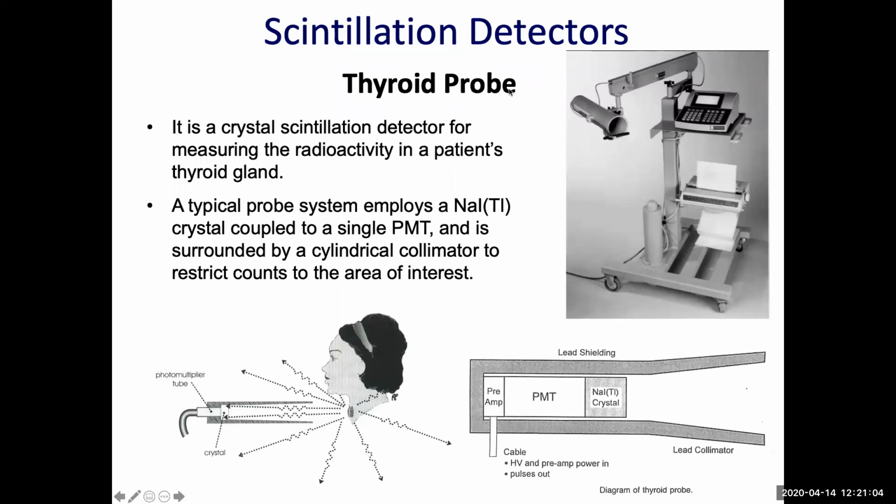Application of scintillation detectors in nuclear medicine. The first one is the thyroid probe, this machine here. The thyroid uptake probe is a crystal scintillation detector used to estimate the relative uptake of orally administered either iodine 123 or iodine 131 by the thyroid gland. A typical probe system employs a sodium iodide crystal coupled to the PMT, okay, and is surrounded by a cylindrical collimator to restrict the count to the area of interest. So this is one application of the scintillator detector in the thyroid uptake system, okay?